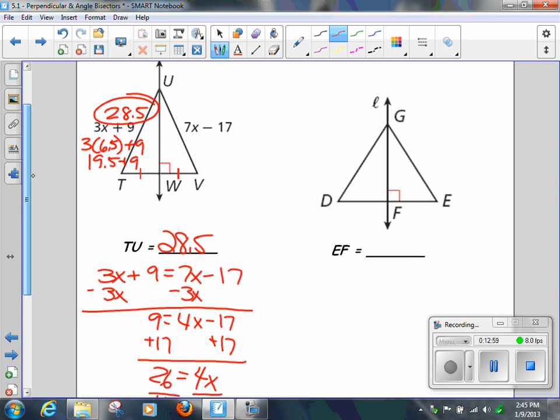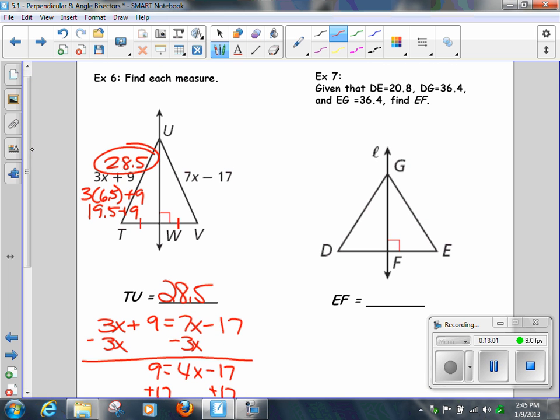All right, what about the next one then? It says given. Let me ask you something. You got to put everything on your paper, okay? It's given to you at the beginning, so put it on your picture. You're told that DE, the whole thing, is 20.8. You're told that DG is 36.4. EG is 36.4. Find this right here. Find EF.